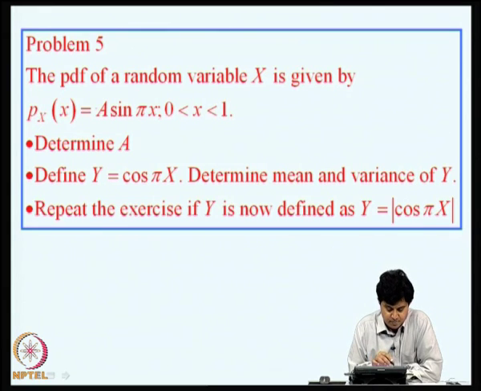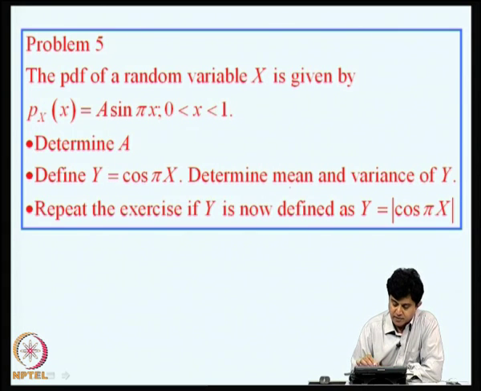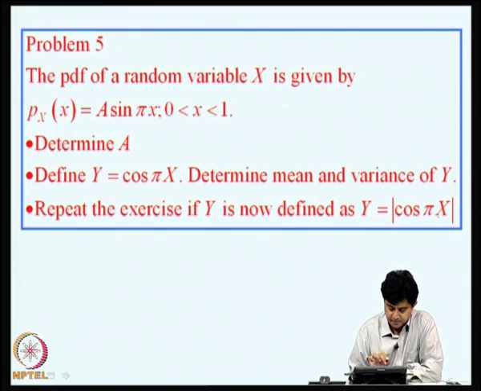We consider in the next problem the probability density function of a random variable x given to be p_X(x) equal to a sin pi x, where x varies from 0 to 1. The questions we need to answer are how to find a, and then if I define y equal to cos pi x, we are asked to find the mean and variance of y, and we have to repeat this exercise if y is now defined as y equal to mod of cos pi x.